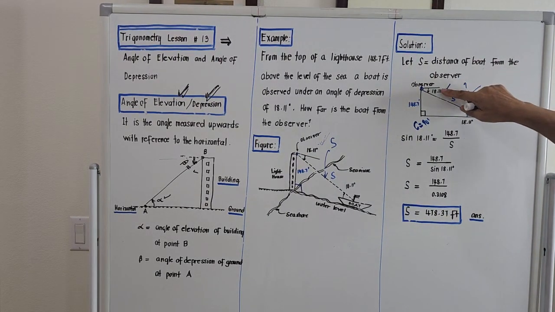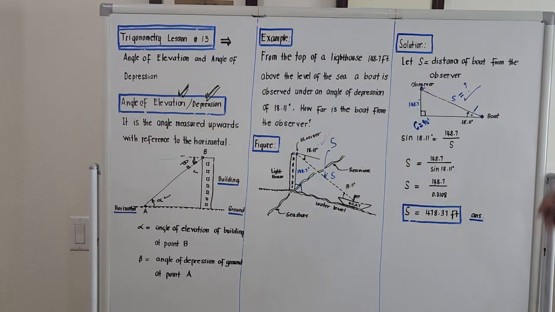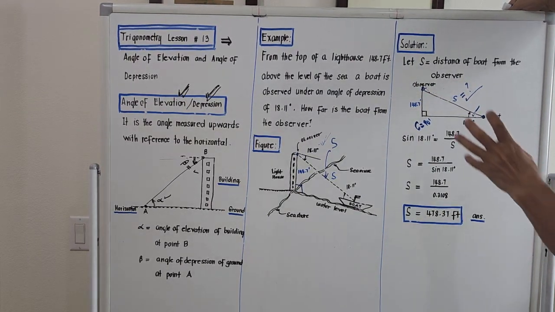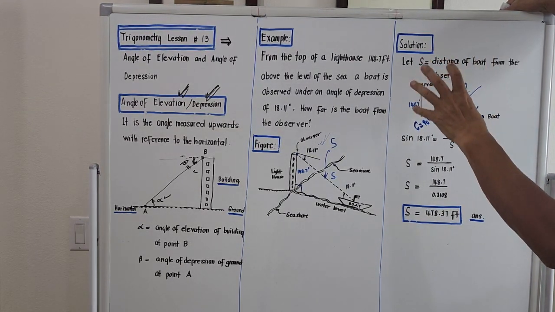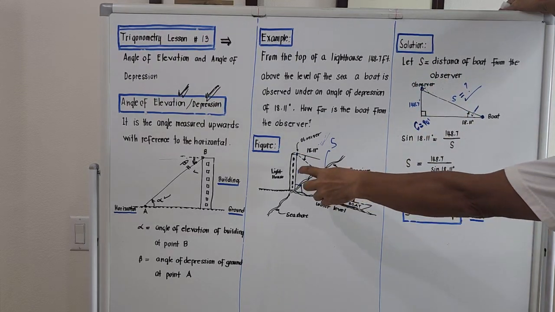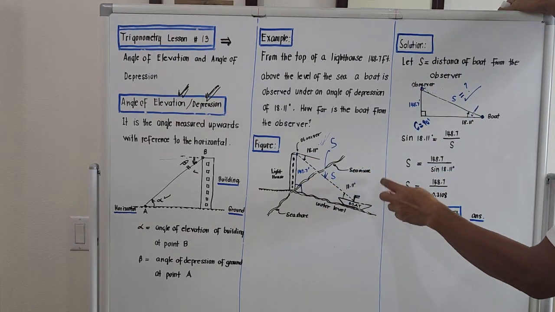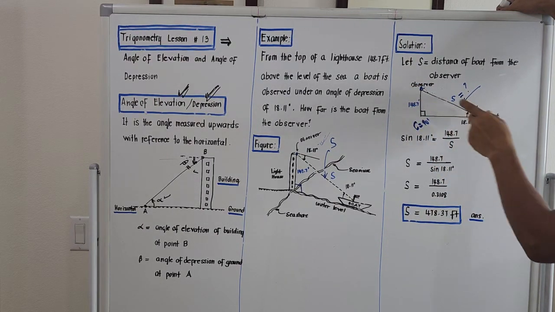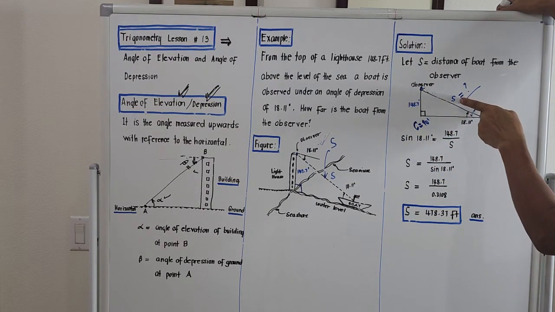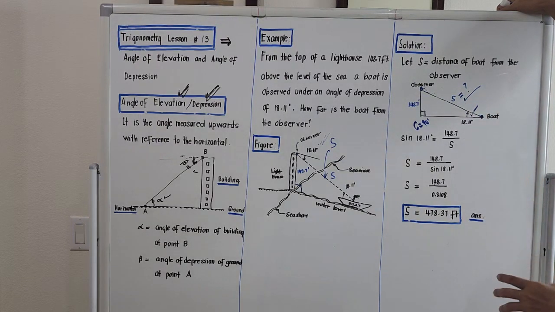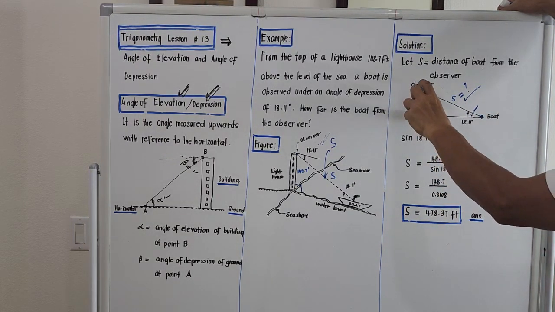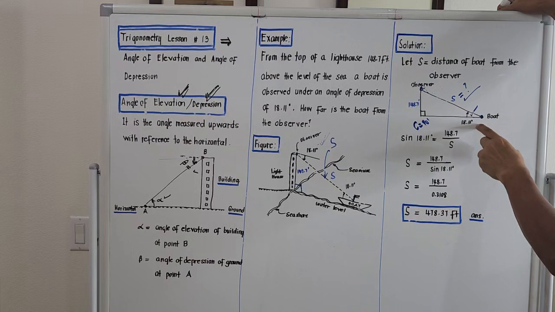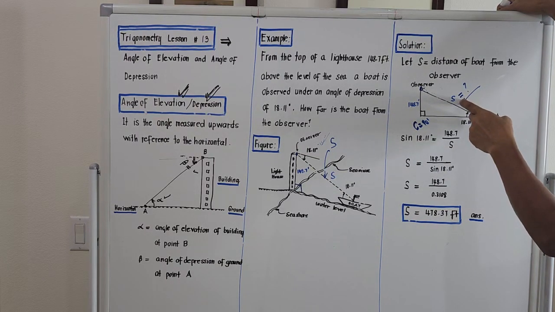We could erase this one now, so it will look nice. So we are now given two parts of the right triangle involving the lighthouse and the water line, including the boat. It's this side here, plus this angle here. And the one we are looking for here is S. So we are given an opposite side, considering 18.11 degrees, and we are looking for the hypotenuse.